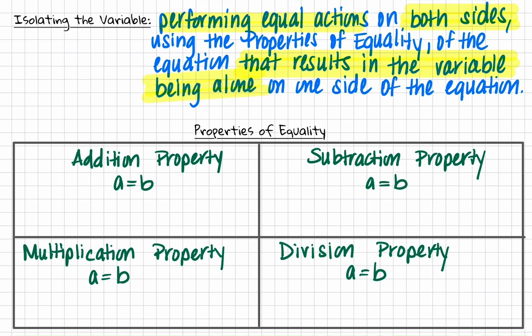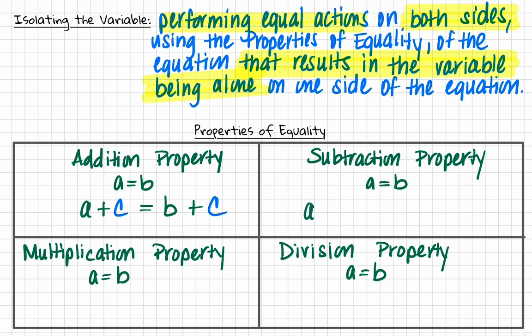The properties of equality that definition spoke of are the addition property, the subtraction property, the multiplication property, and the division property. These properties state that whatever you do on one side, the left side, you have to do on the right side and vice versa. So the addition property says if you add something on the left side, you have to add on the right side. So if I add C here, then it means I have to add C on this side.